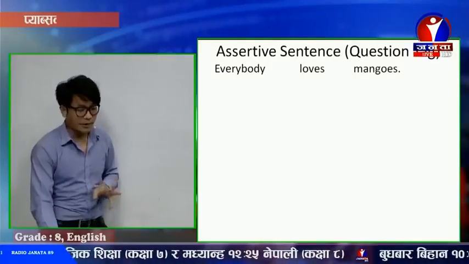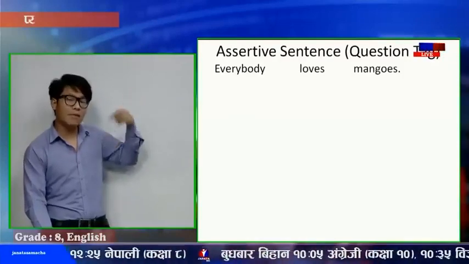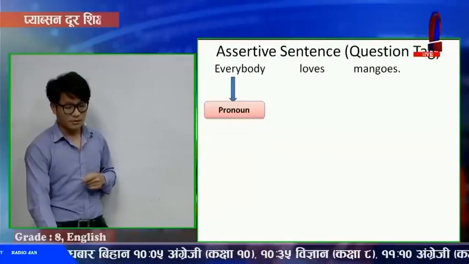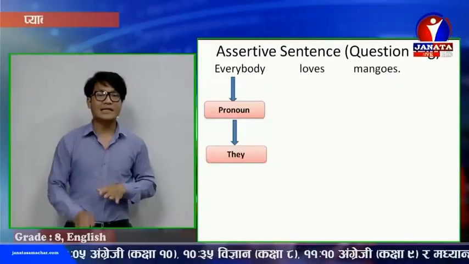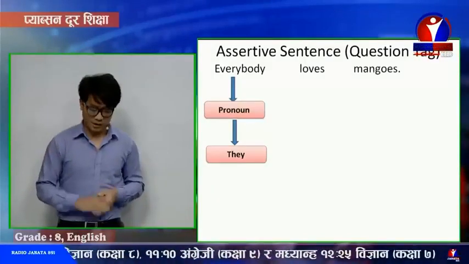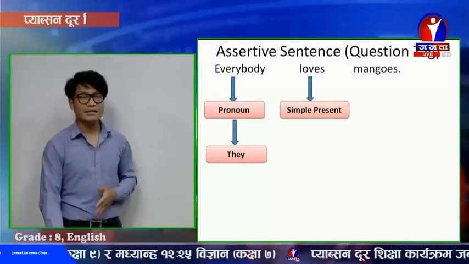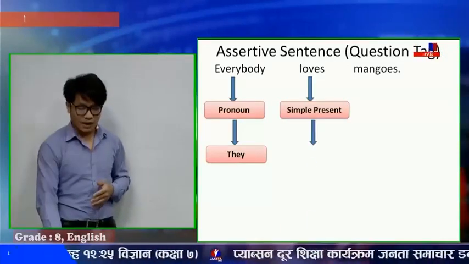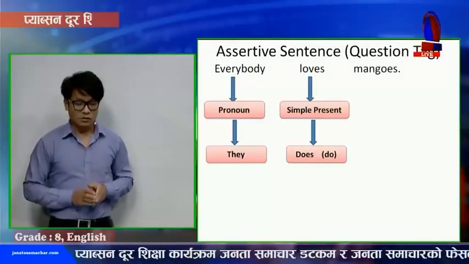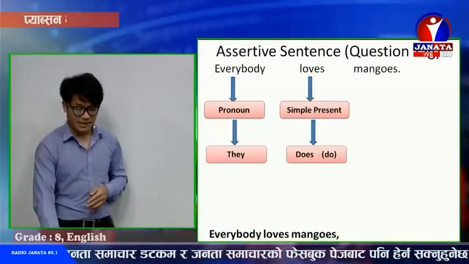So everybody, let's change the subject into a pronoun first. Everybody, this subject, changes into the pronoun THEY. So there is a verb 5, loves, and this is a simple present. That's why its auxiliary verbs are do or does. Do or does. So let's make the question tag.